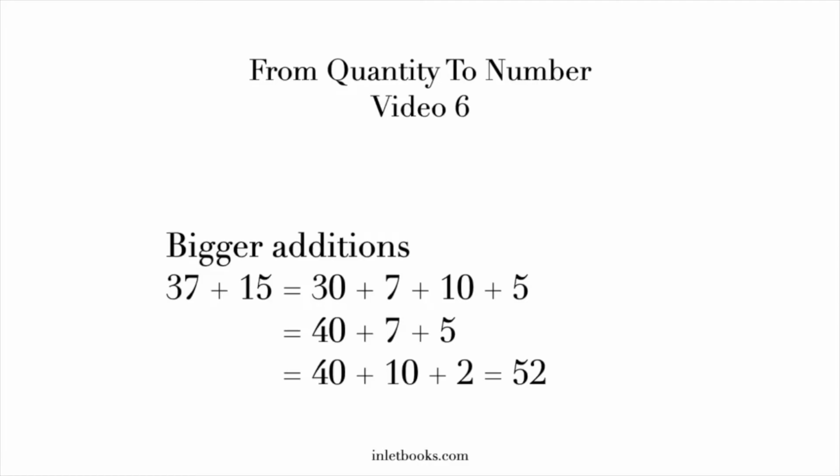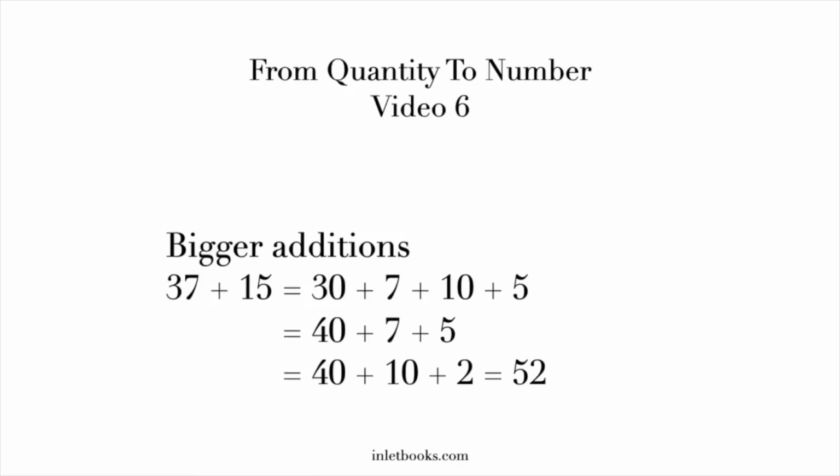37 counts 3 tens and 7 ones. We can write this as 30 plus 7. 15 counts 1 ten and 5 ones, and we can write this as 10 plus 5. We want to count all the tens in a single count. We have 3 tens from the 37, and then the 1 ten from the 15. That is, we have 4 tens.